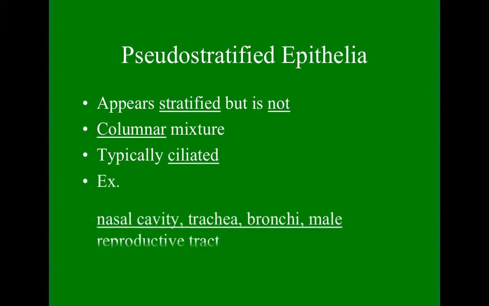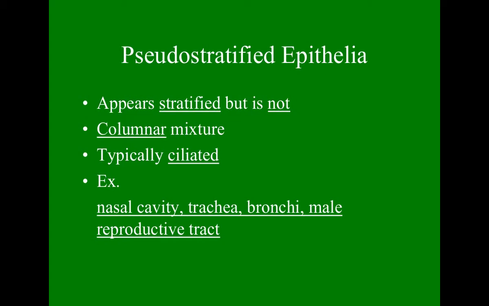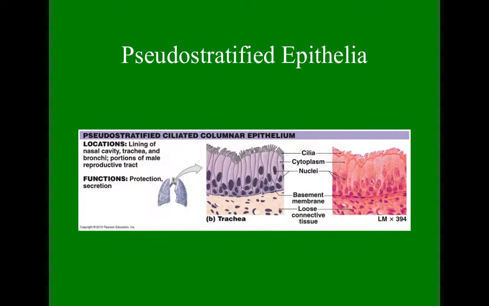We find these in the nasal cavity, the trachea, the bronchi, which are the tubes that branch off of the trachea. So a lot of the respiratory system has this, which is why it's important for us to know, as well as within the male reproductive tract. And you can see here with the picture, these are the only types of cells that we have that have cilia. And if you look down here at the bottom, it does appear that they would be stratified, but it's really not.